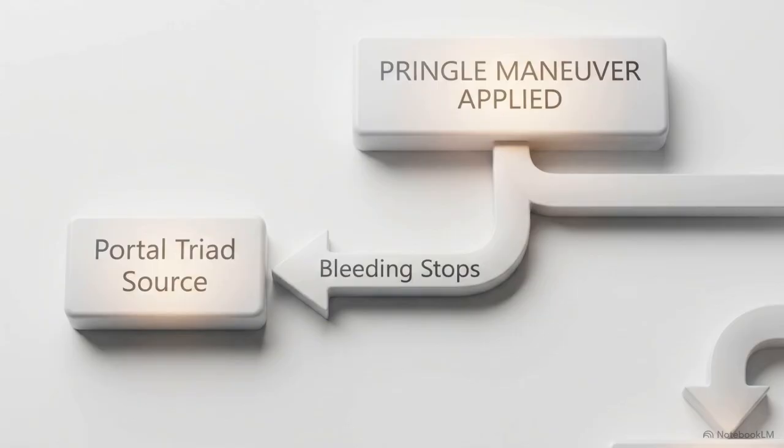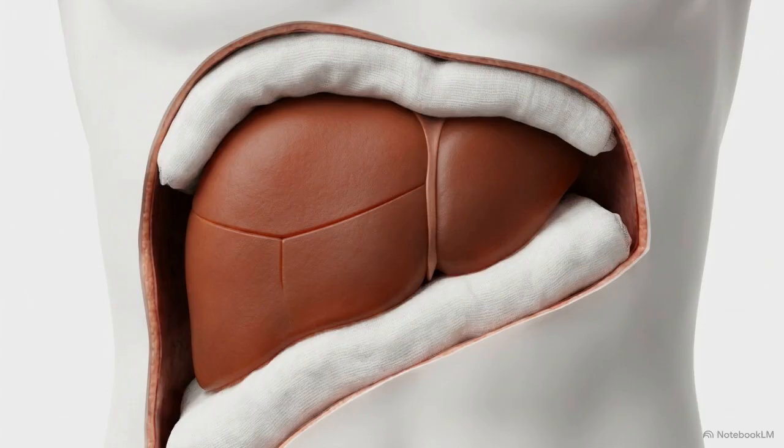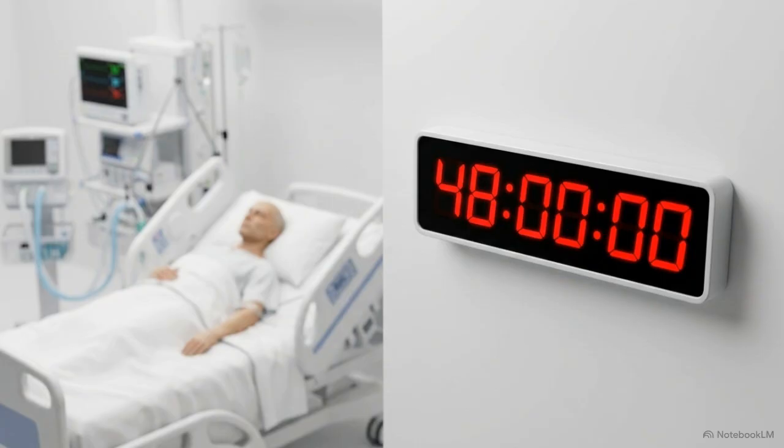The Pringle maneuver is highly diagnostic. If clamping stops the bleeding, the source is within the portal triad structures. If the massive bleeding continues despite the clamp, the source is isolated to the hepatic veins. When faced with uncontrolled hepatic bleeding, surgeons divide the triangular ligaments, mobilize the liver, and pack it from above and below for 24 to 48 hours.